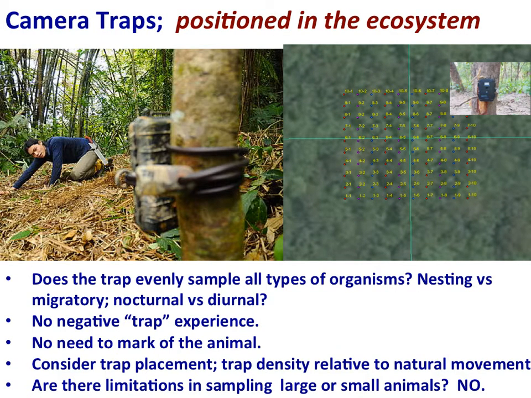The camera trap is another sampling strategy, but let's evaluate. Does the trap evenly sample all types of organisms? Nesting versus migratory, large versus small, nocturnal versus diurnal. Some upsides of the camera trap is that there's no negative trap experience and there's no need to mark the animal. You do need to consider trap placement, trap density relative to the natural movement of the species. And I ask, are there limitations in sampling large or small animals? There shouldn't be, except extremely small animals like insects would be missed by the camera trap.